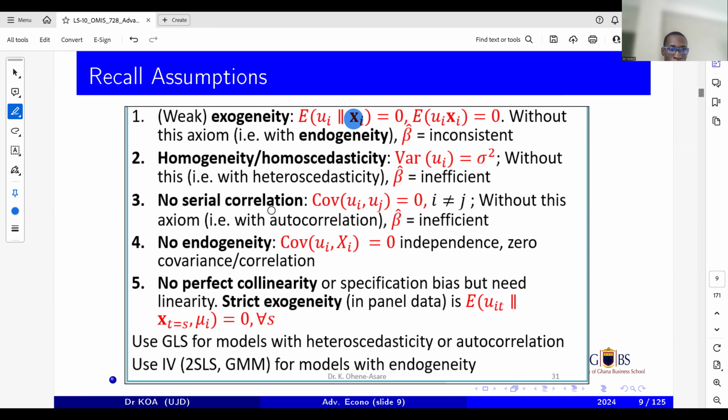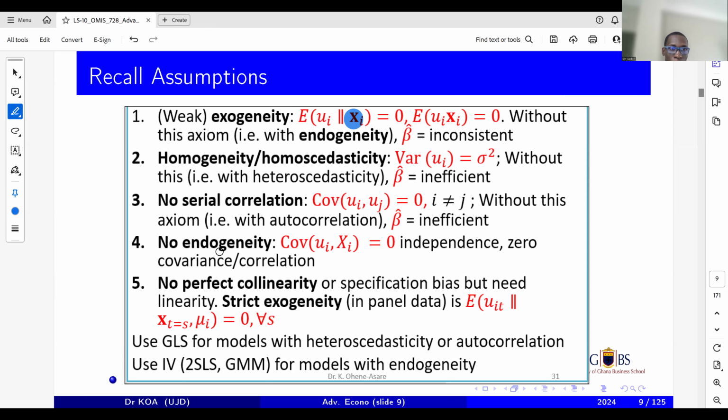Then there is autocorrelation. The assumption is that there should be no autocorrelation. Autocorrelation is when the covariance between two errors, not between an error and an independent variable, but between two different errors. When they are correlated, when they are dependent on each other in some way, we have serial correlation, autocorrelation. If it is not there, it's good. But if it is there, then there's going to be a problem. If serial correlation exists, then inefficiency of the beta parameter exists.